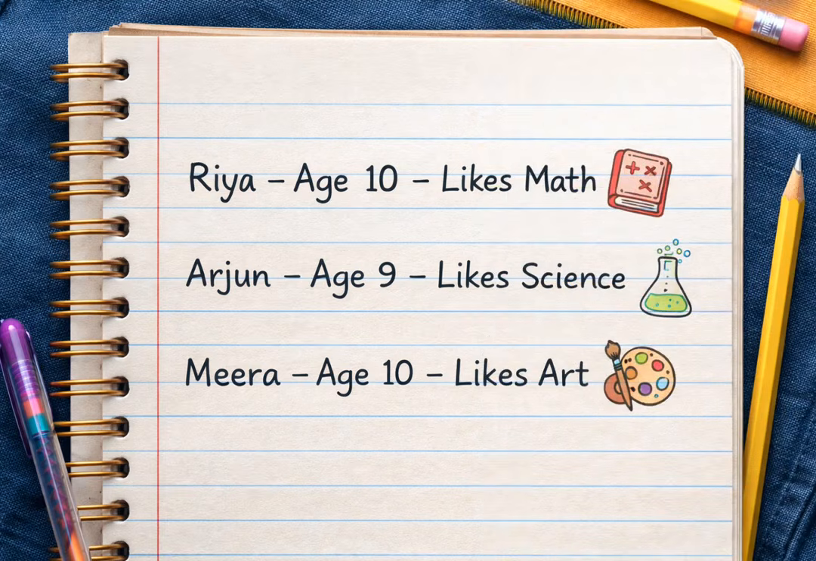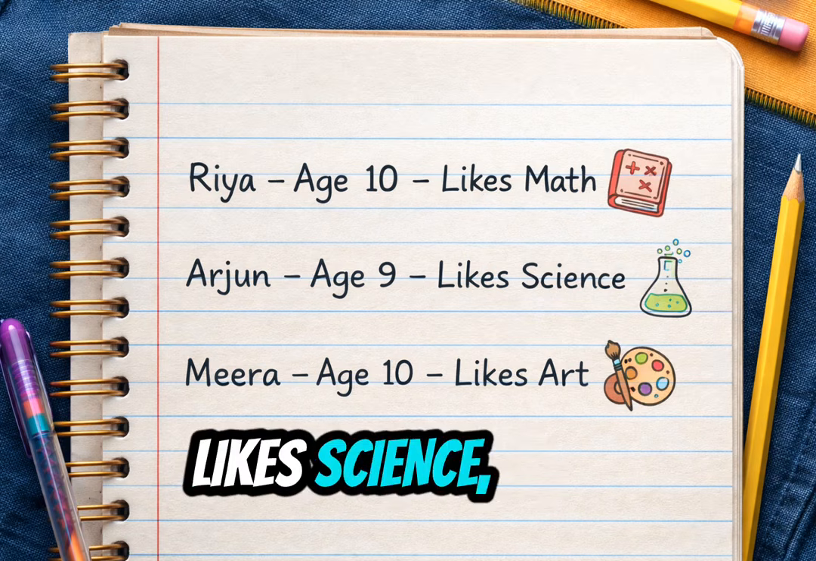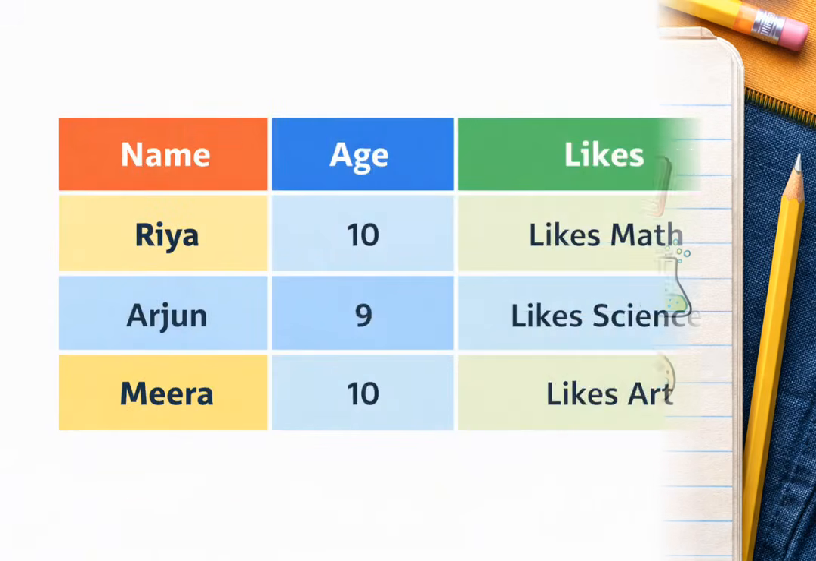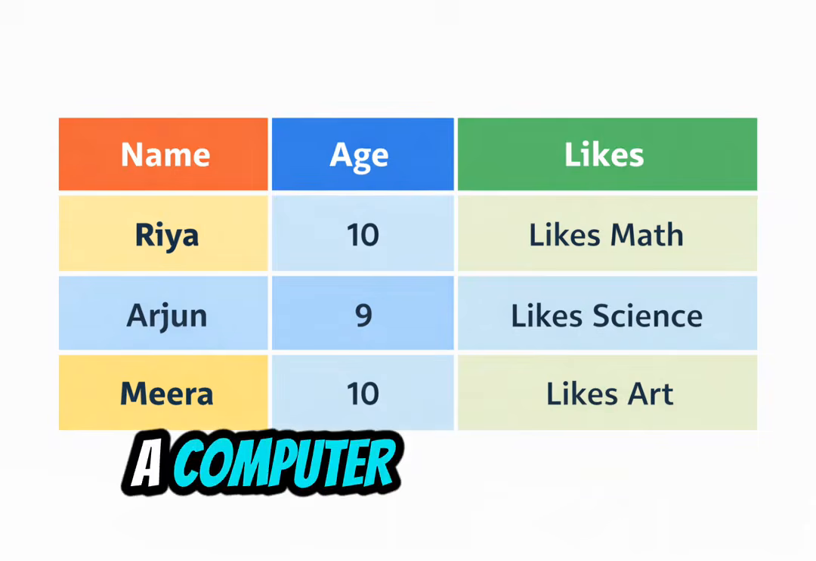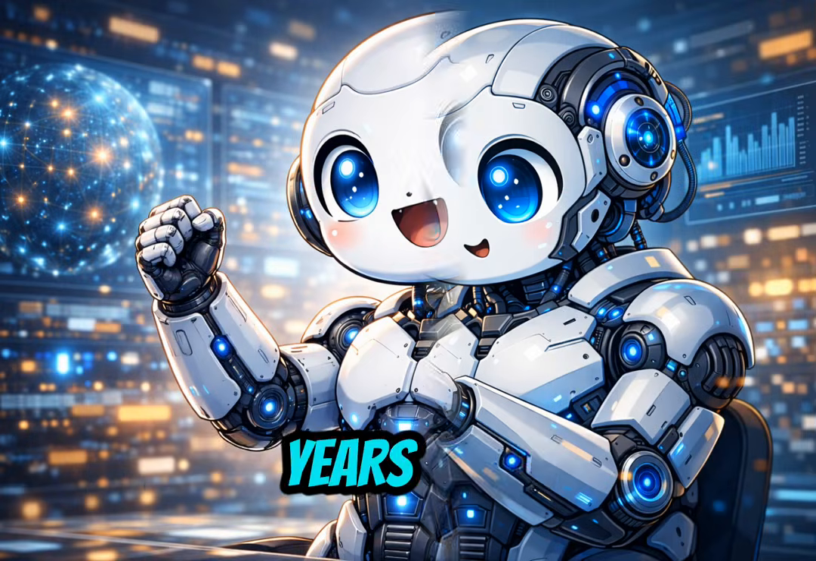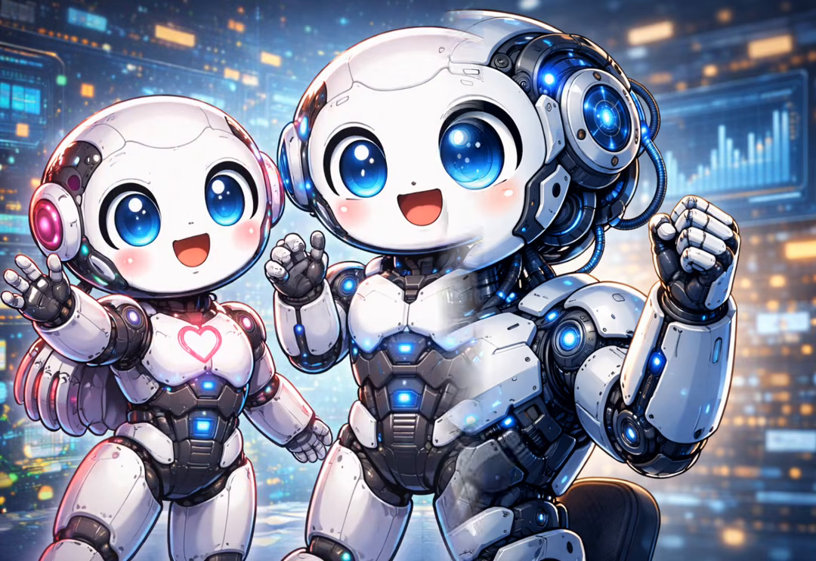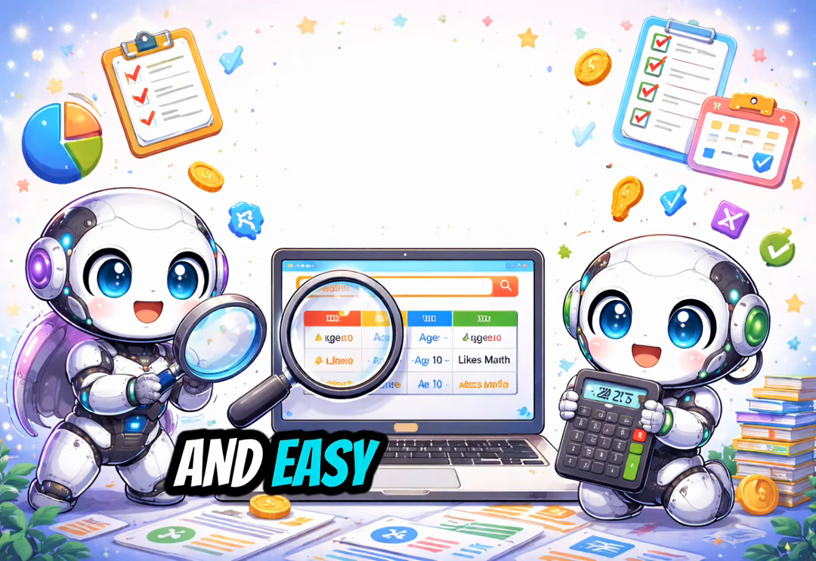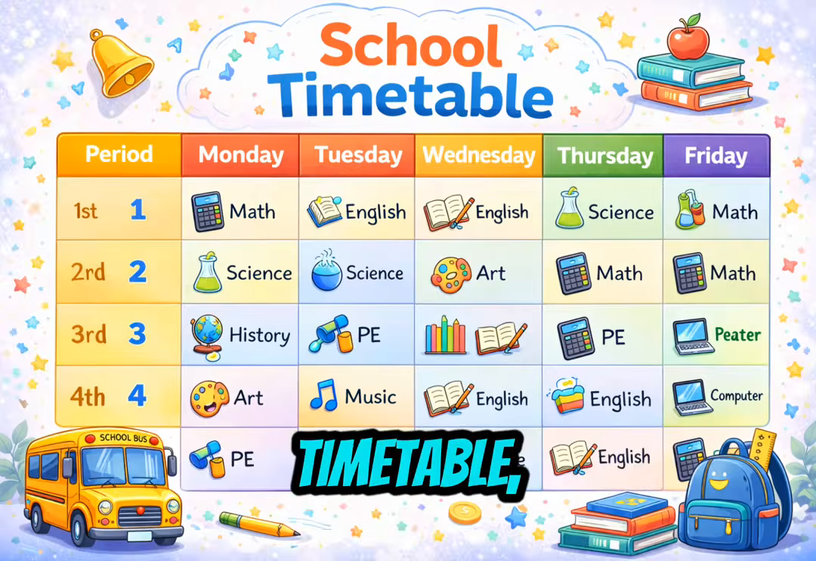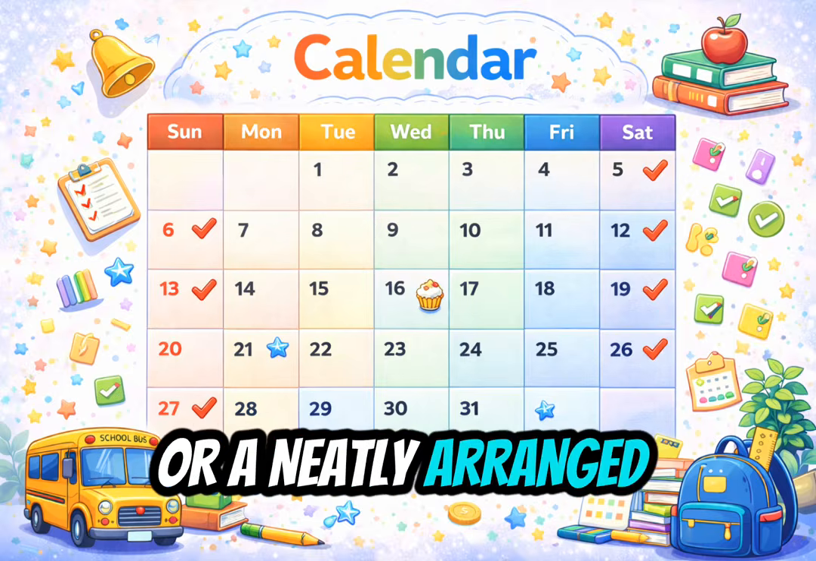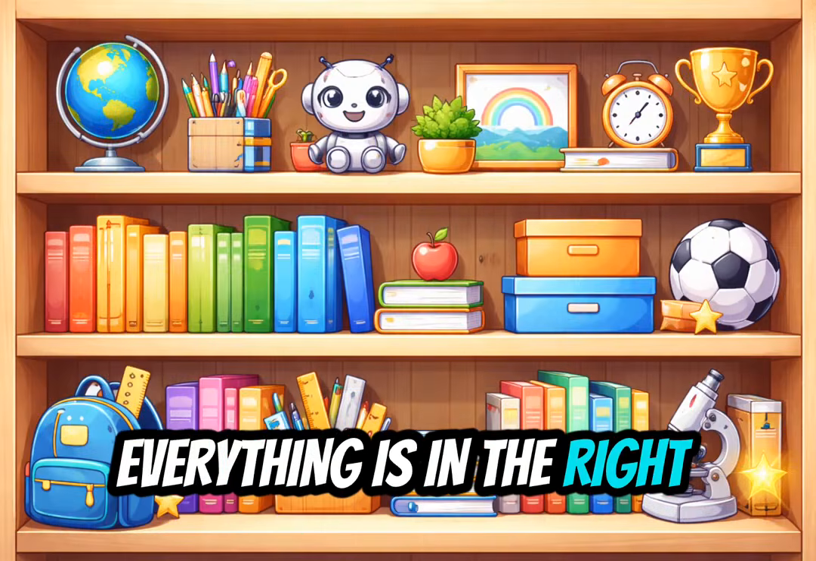It is predictable. Let's look at an example. If we write Ria, age 10, likes math, Arjun, age 9, likes science, Mira, age 10, likes art, this can be placed into a table. Once it is in a table, a computer can quickly answer questions like, who likes science? How many students are 10 years old? Which subject is most popular? Computers love structured data because it is easy to search, easy to count, and easy to analyze. Structured data is like a timetable, a mark sheet, a scoreboard, a calendar, or a neatly arranged bookshelf. Everything is in the right place.